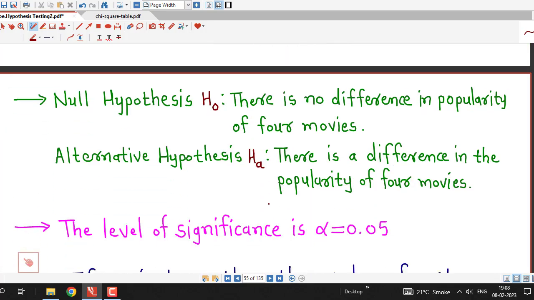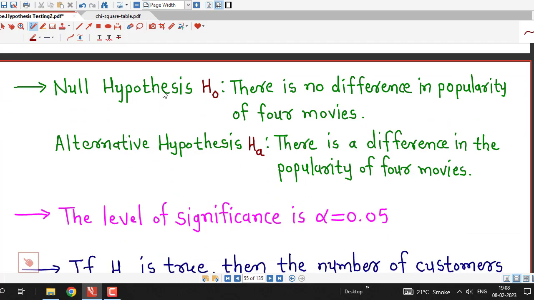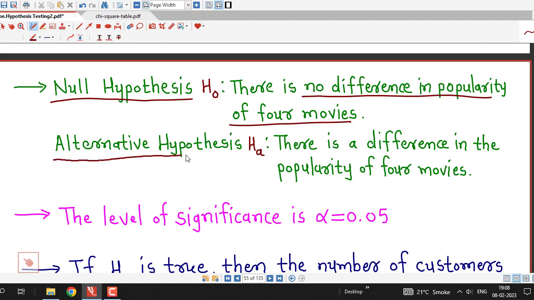I have written all these things systematically. Whenever we are answering the question, we should write all these things systematically. We start with the null hypothesis. The null hypothesis is that there is no difference in the popularity of the 4 movies, and the alternative hypothesis is the negation of this null hypothesis, that is there is a difference in the popularity of the 4 movies, and we assume that H0 is true.